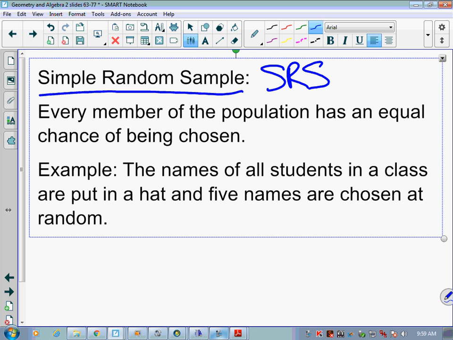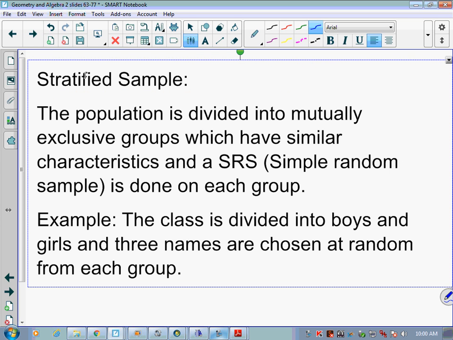If you're in the high school, you have an equal chance of being chosen. It's random. Example: the names of all students in a class are put into a hat. 5 names are chosen at random. Everybody's included in the group. Now, if we said you have to have a certain GPA to have your name put into the hat, or a certain number of AR points, or you have to do certain tasks, now it's filtering out, right? That's not a simple random sample, because it's not the names of all students. It's going to be the names of the students that fit that particular group.